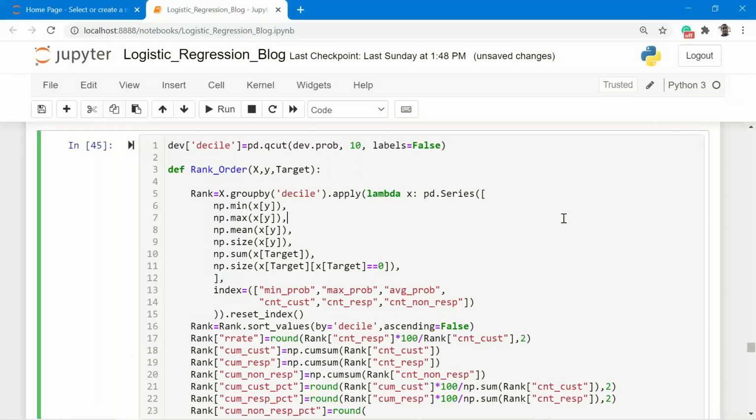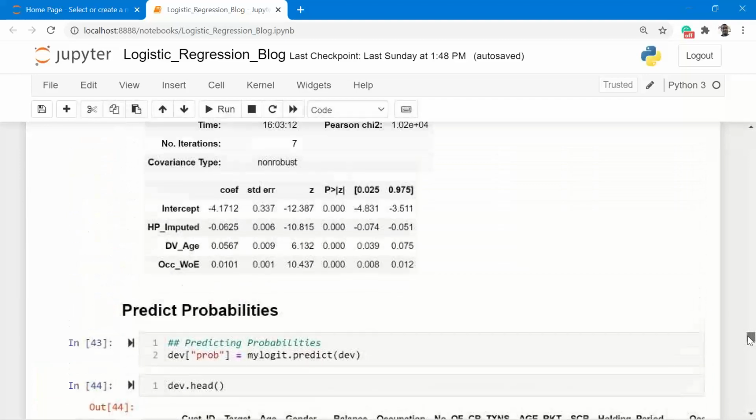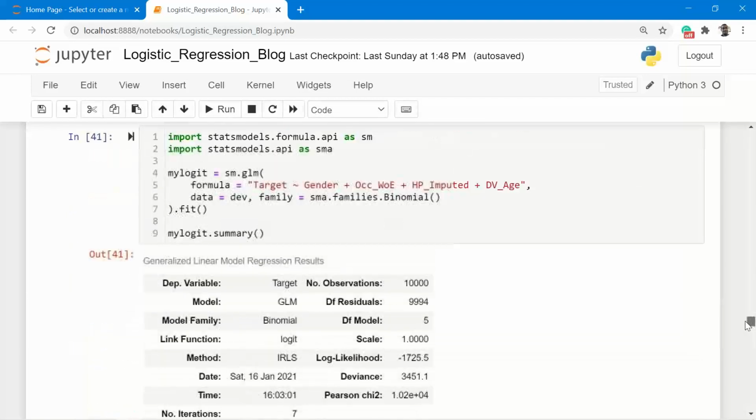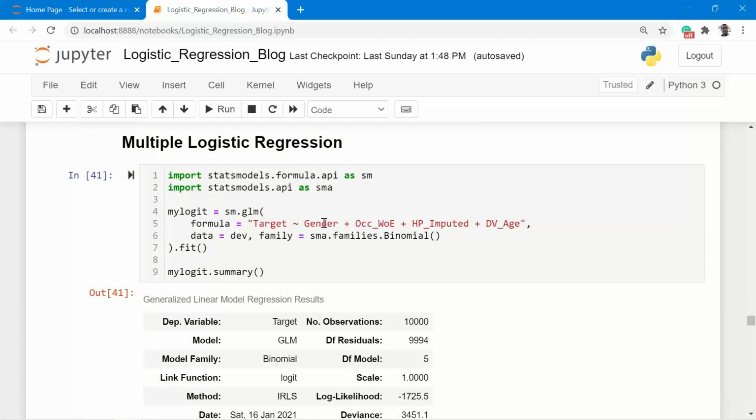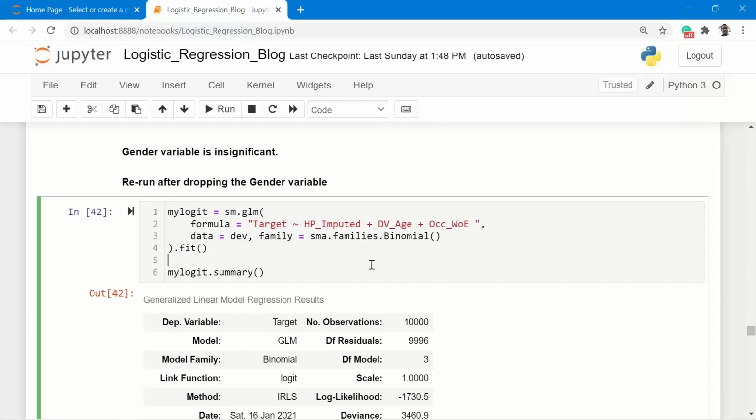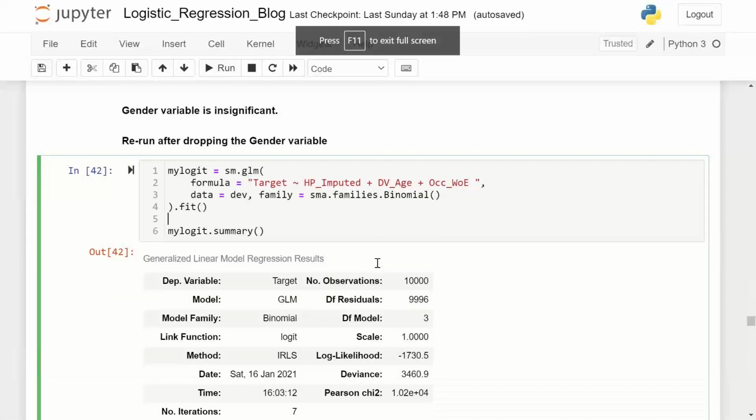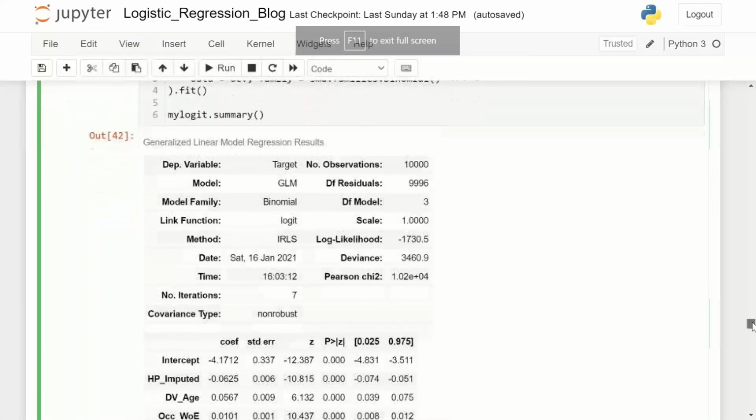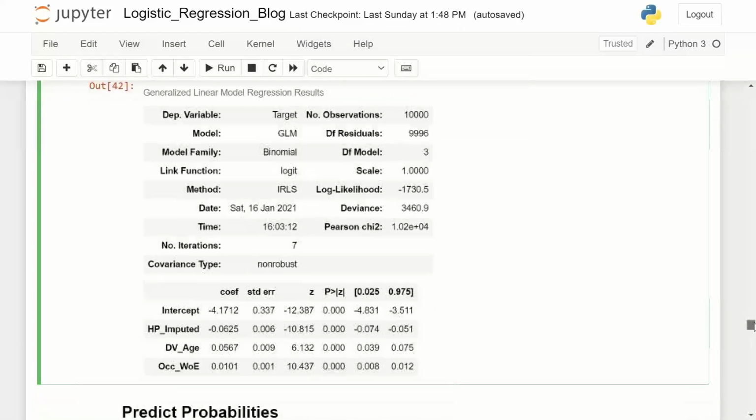So we will create the rank ordering on the model which we have built in our last session. If you recollect, we built a multiple logistic regression model in our last session, where we had gender, occupation, HP imputed, DV age. We took 4 columns and then found gender to be insignificant. We dropped gender. There are additional columns which are available, which we have ignored, as I have given them as a home practice assignment to you people. The score, number of credit transaction variables.